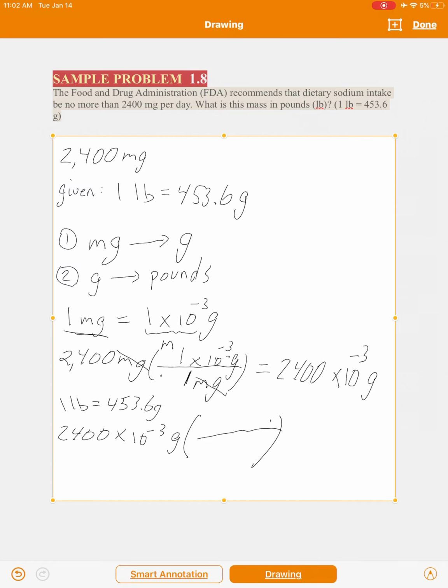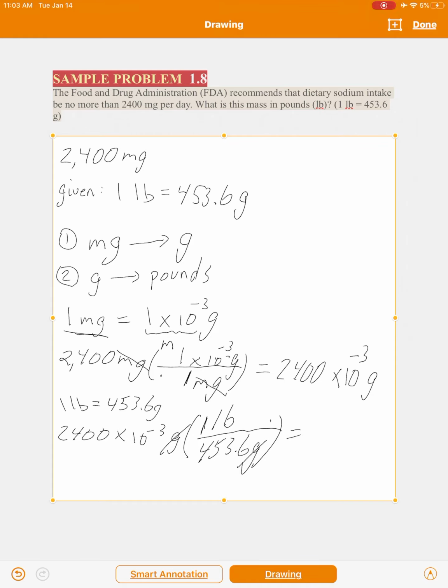So we put the 453.6 grams down here so that the grams cancel. And then we put our 1 pound here. Oops, 1 pound. There we go. So now grams will cancel, and the only unit left over is pounds. So now we enter that into our calculator.